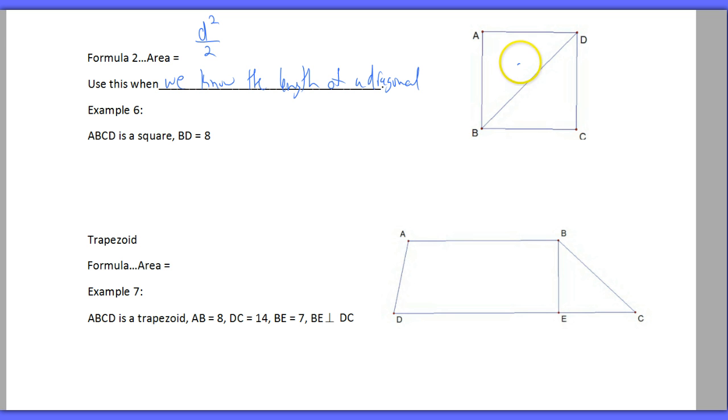So in this one, the length of BD is equal to 8. So what we're going to do with that is square it and divide it by 2. 8 squared is 64. 64 divided by 2, 32 units squared. All the triangle examples, one rectangle, two square formulas.